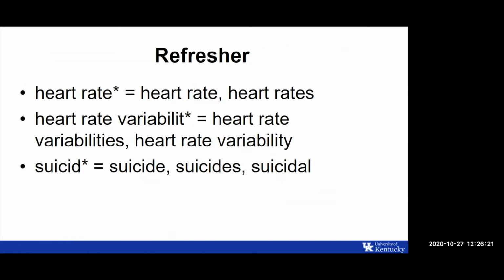So again, just a refresher. Heart rate asterisk, the little asterisk is a truncation. It will search for heart rate or heart rates. Heart rate variability will search for heart rate variabilities or heart rate variability. And then suicide with an asterisk after the T will search for suicide, suicides, and suicidal.